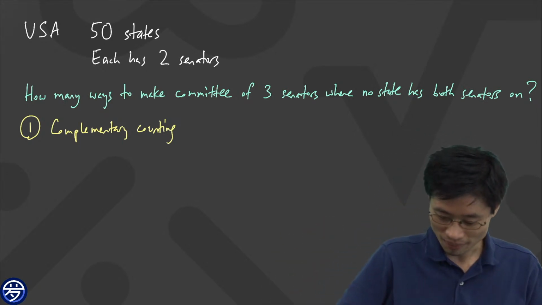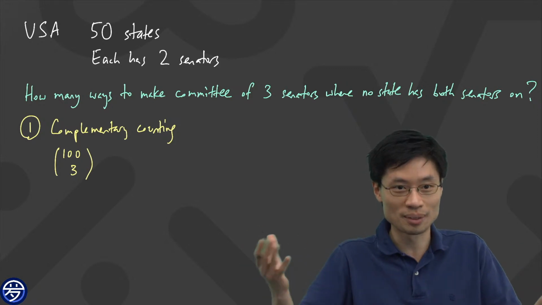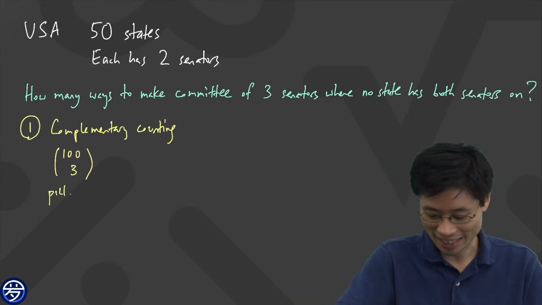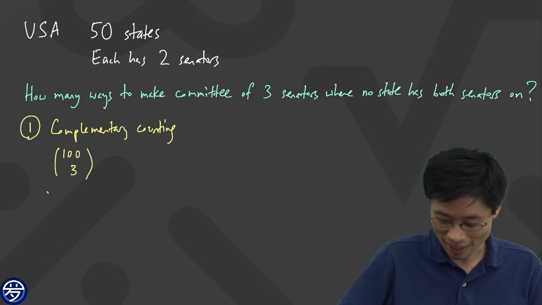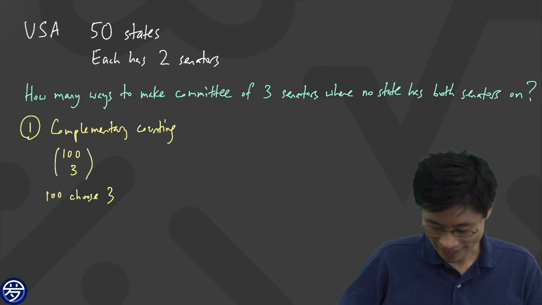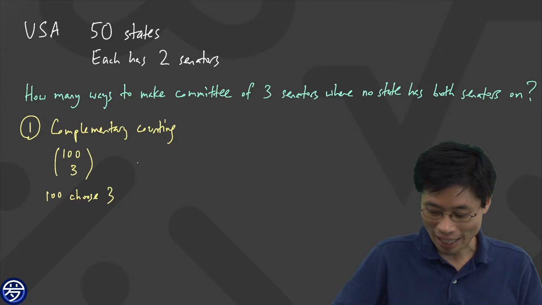So what we do is we take 100 senators choose 3. That's the number of ways to pick 3 people from the 100. Let's write down what it's actually called: 100 choose 3. That's the number of ways to pick the 3 people, minus the bad ones. How many bad ones are there?